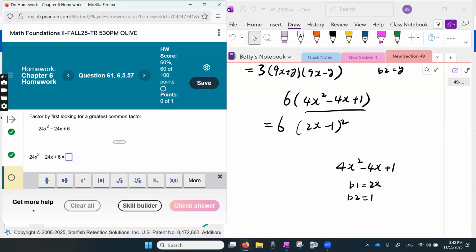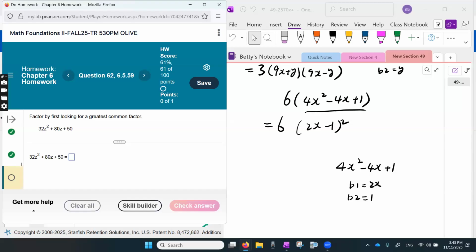The result is 6 times parentheses to the power of 2. Inside the parentheses, we have 2x minus 1. All right.